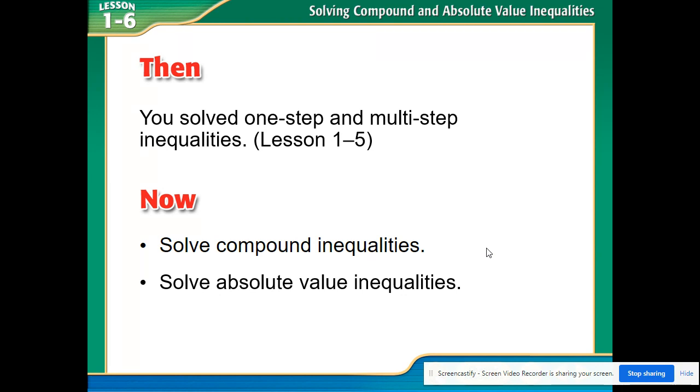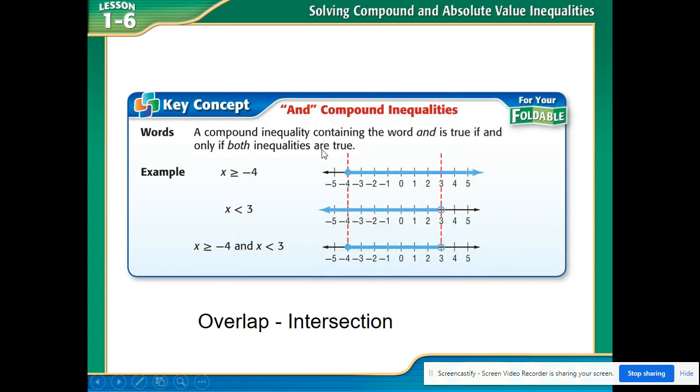Compound inequalities are inequalities that just have two different inequalities that we want to pair up together. Now, there are two different ways we can pair them up. We can either pair them up with and statements or or statements. So this is the and statement.